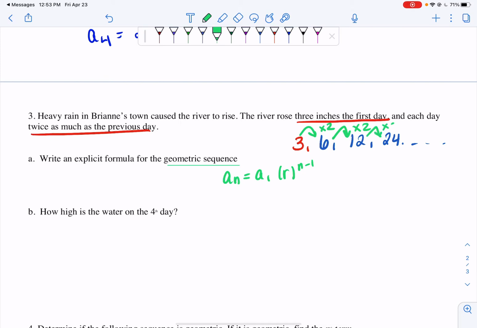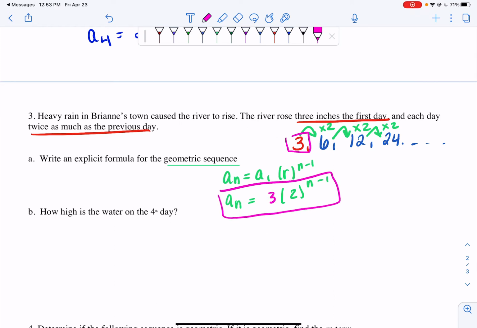12 to 24, I multiplied by 2. So I know that when I do this, I end up getting a common ratio of 2, and I know my first term is 3. So my equation, or my rule, would be a sub n equals 3 times 2 to the n minus 1.